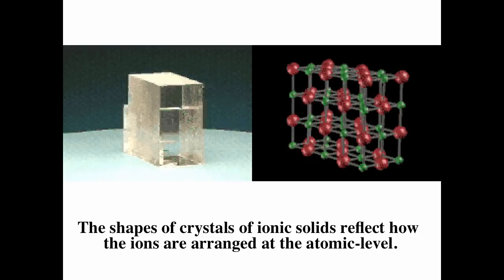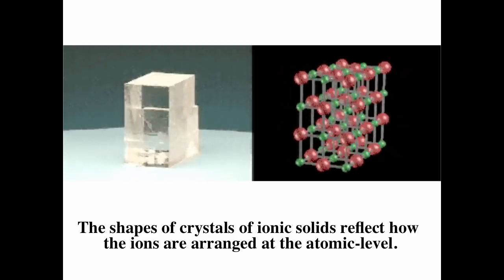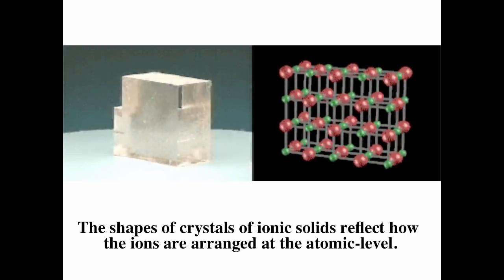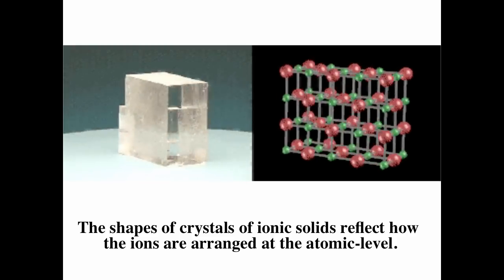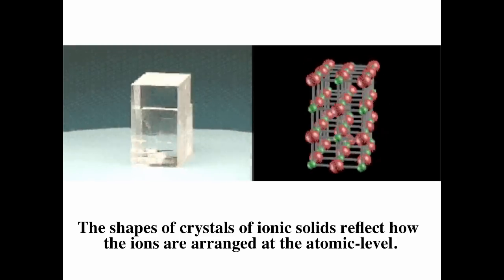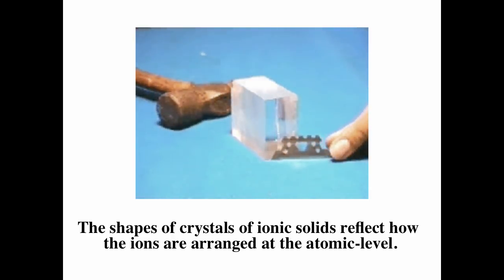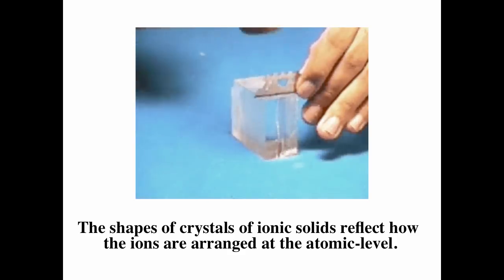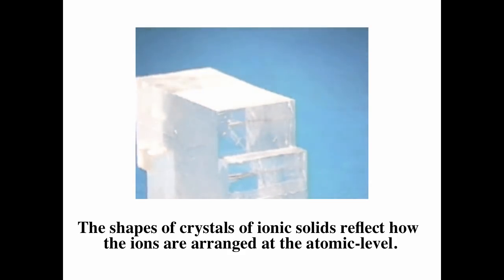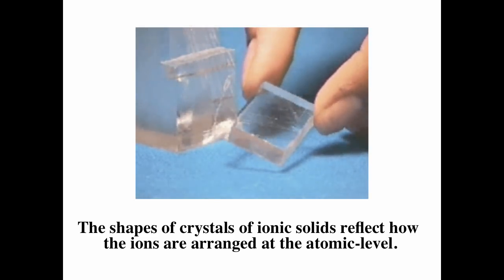Now it's kind of cool, the shapes of the crystal ionic solids actually reflect how the ions are arranged at the atomic level. A crystal of potassium bromide has a distinctive shape with perpendicular edges. This shape directly reflects the arrangement of the ions in the crystal lattice. The compound is composed of alternating potassium ions and bromide ions. Crystals of ionic solids can be cleaved along well-defined planes. Potassium bromide crystals cleave along perpendicular planes. The shape of the crystal, and therefore the angles of the crystal's planes, depend on the submicroscopic arrangements of ions within the crystal lattice.